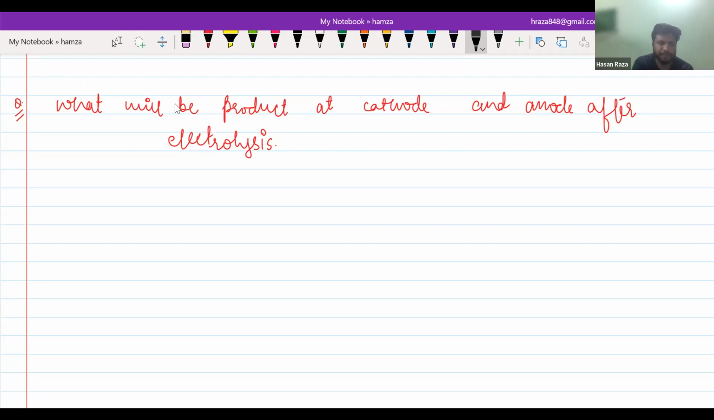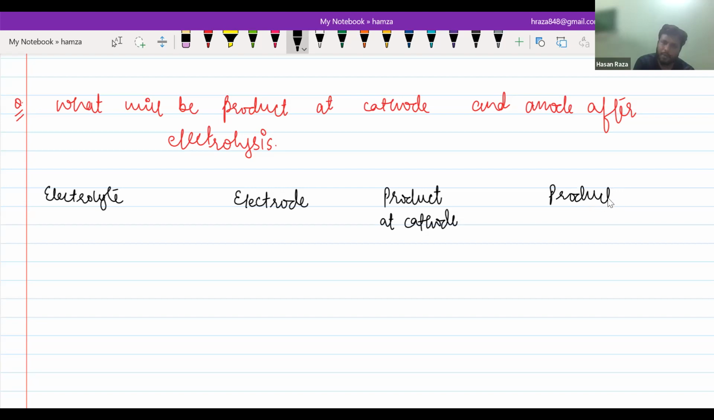So we have already done aqueous CuSO4. Now I'm going to write electrolyte, electrode, which will define whether the electrode is active or inactive, then product at cathode, then product at anode.